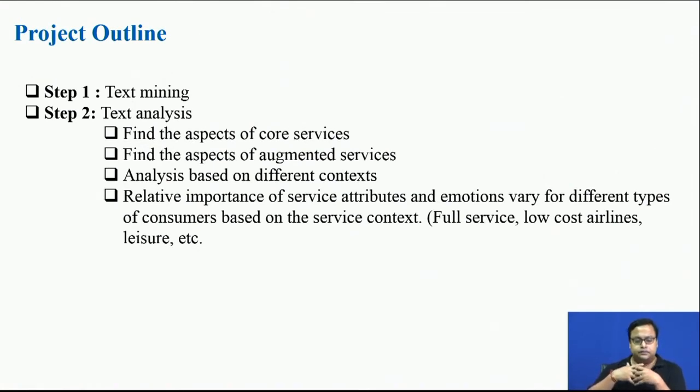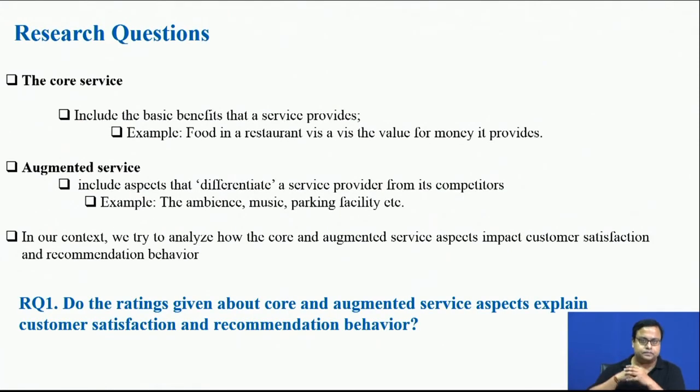So our project outline looks like this. First we have done text mining, then text analysis, like finding the aspects of core services and augmented service aspects, and then analysis of different contexts, and how the relative importance of service attributes and emotions vary for different types of customers based on the service context. So this is something that we try to focus on.